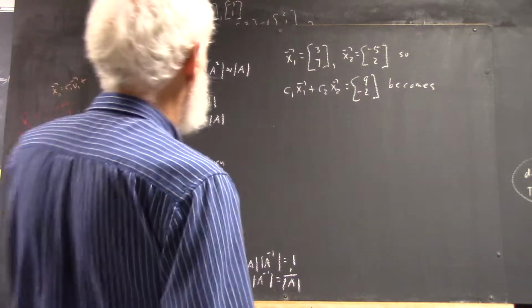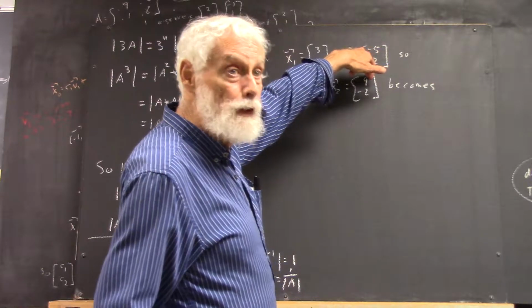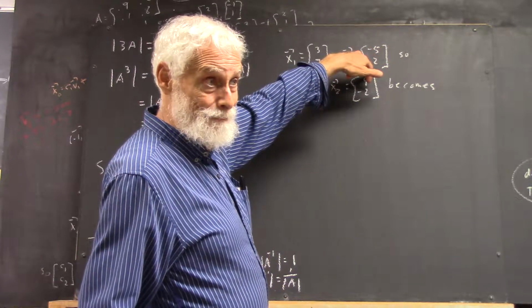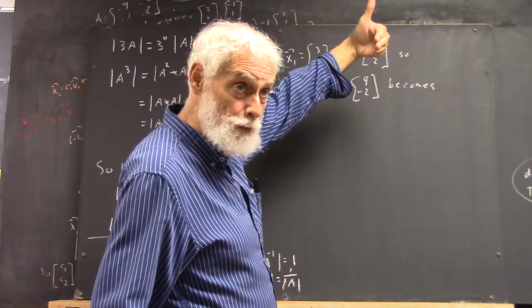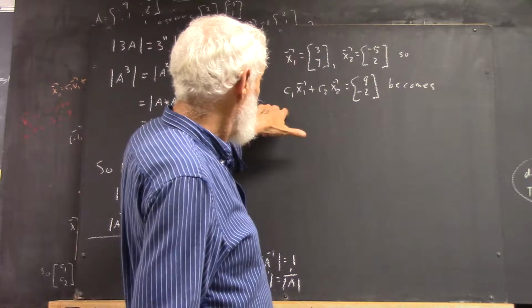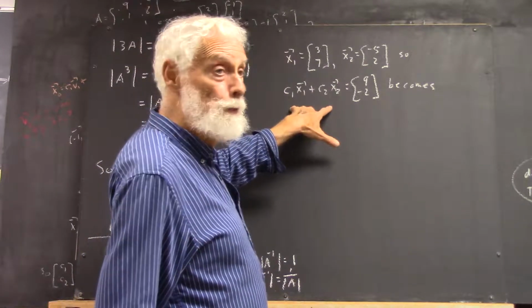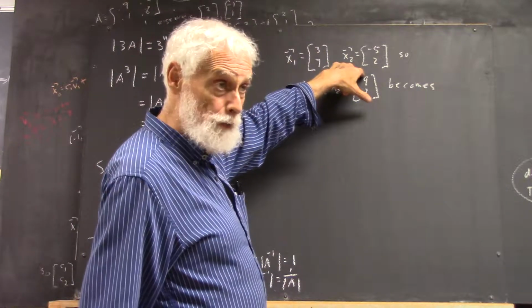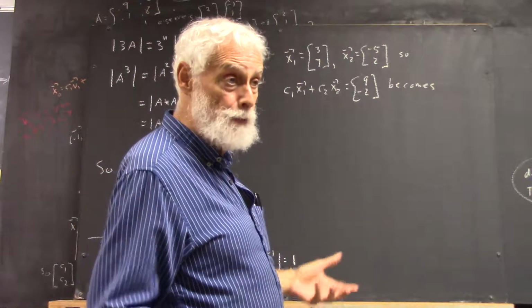Okay, so if x1 is this and x2 is this, then the linear combination of x1 and x2, which is a multiple of x1 added to a multiple of x2, has this form, c1x1 plus c2x2, a sum of multiples of the x1 and x2 vectors. And you can visualize that by a couple of vectors in two-dimensional space.